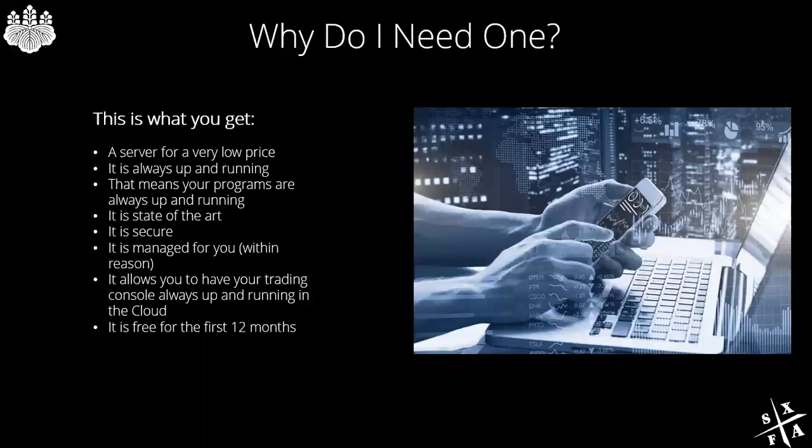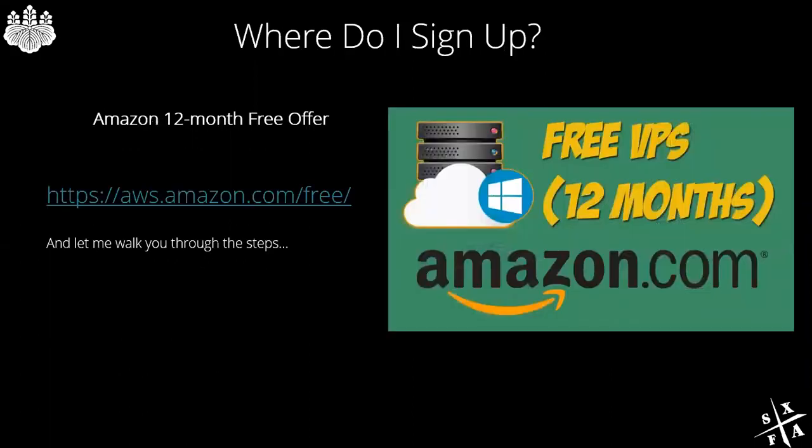So where do you sign up? Amazon has a 12-month free offer on a virtual private server. It's going to be their lowest tier of servers, so it's going to be a very small machine with 1 gigabyte of memory and this, that, and the other. But trust me, it's more than enough for you to run not just the trading console, but you can actually have 3 or 4 trading consoles running at the same time if you have more than one account that you would like to store on the cloud.